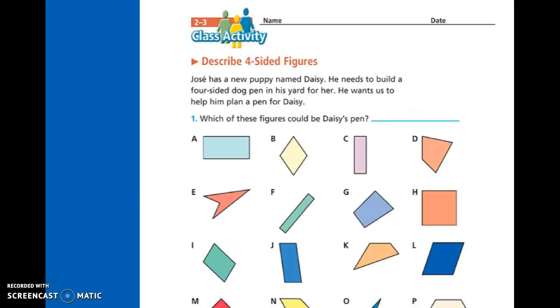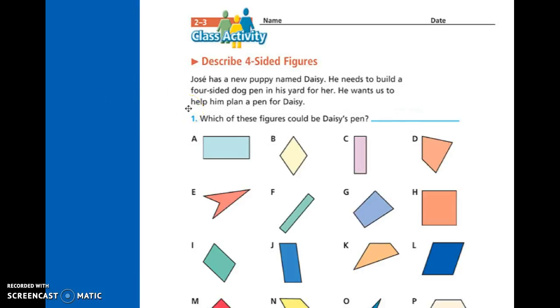So we're going to start by reading this problem. It says, describe four-sided figures. Jose has a new puppy named Daisy. He needs to build a four-sided dog pen in his yard for her. He wants us to help him plan a pen for Daisy. Which of the figures could be Daisy's pen?